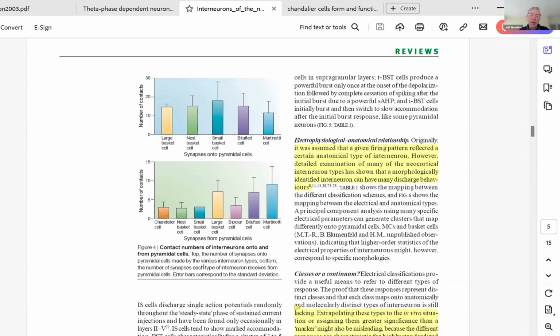Before I go on, this is another figure they've thrown in here, which shows the number of synapses that individual interneurons make onto pyramidal cells. So there are varying numbers. Again, very hard to interpret in any meaningful way.